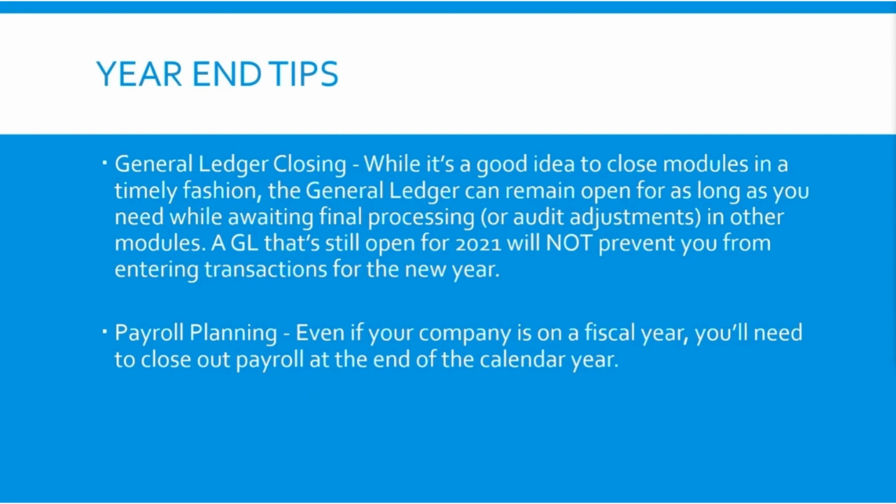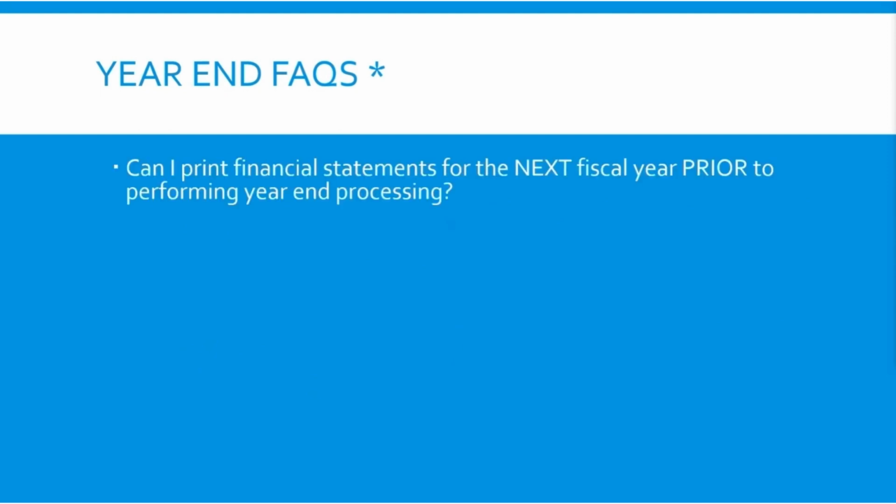I'm going to find that if we get a few minutes here at the end. I'll see if I can run that down, because that's a good question, and I think there's some restriction on that now. All right, so to a couple of our frequently asked questions: can I print a financial statement for the next fiscal year prior to performing year-end processing?